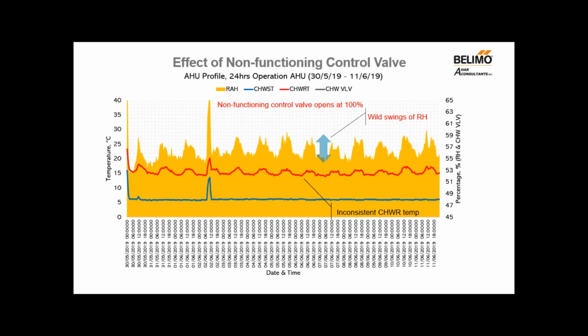This is another example of a non-functioning control valve. In this case, the control valve is 100% open all the time. The net result is that the return chill water temperature fluctuates wildly. Because of this, the relative humidity in the room in the background swings wildly too. As you can see, the chill water supply temperature is very constant, but the return chill water temperature is inconsistent.